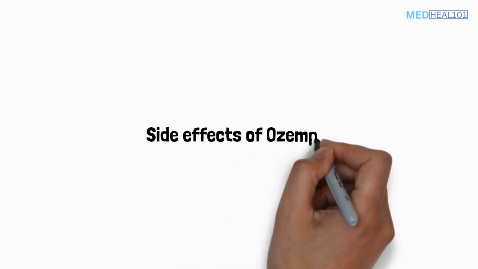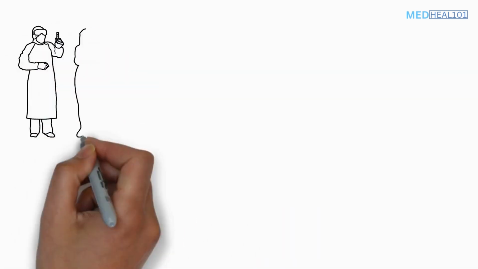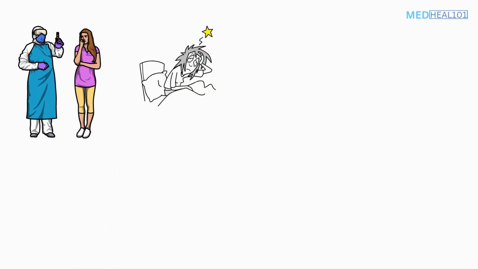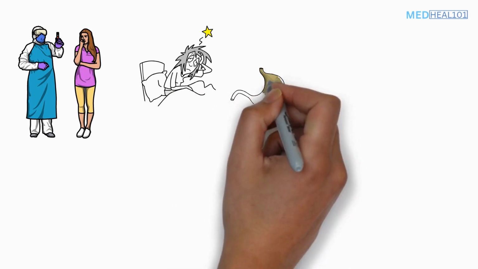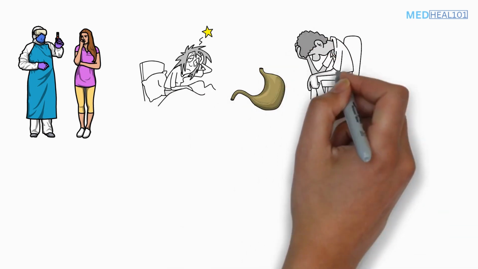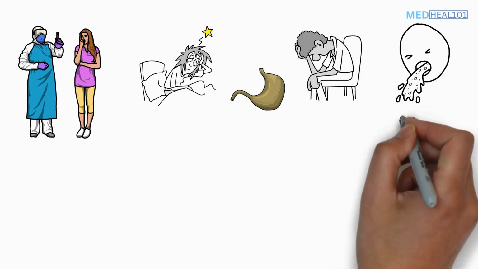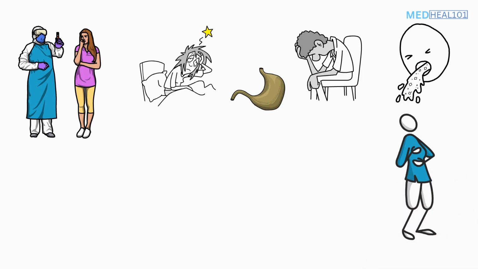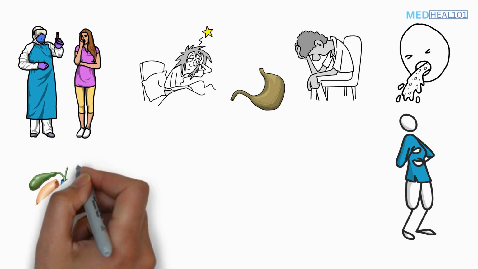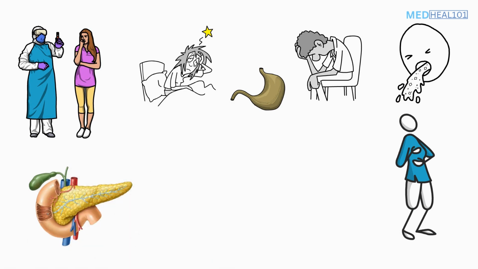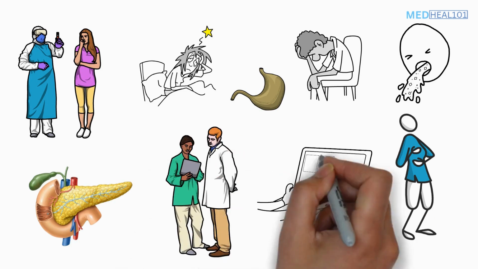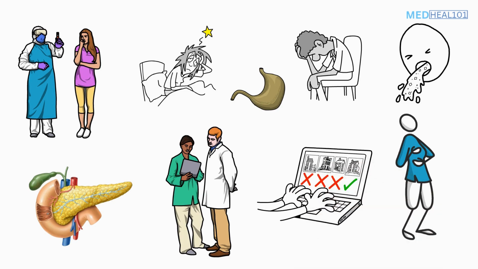Side effects of Ozempic. While Ozempic offers substantial benefits, it's essential to be aware of potential side effects. Like all medications, Ozempic may cause adverse reactions in some individuals. Common side effects include gastrointestinal symptoms such as nausea, diarrhea, and vomiting, particularly during the initial stages of treatment. However, these side effects often diminish over time as the body adjusts to the medication. In rare cases, more severe side effects, such as pancreatitis or allergic reactions, may occur and require immediate medical attention. Therefore, it's crucial to monitor for any unusual symptoms and consult healthcare professionals promptly if concerns arise.